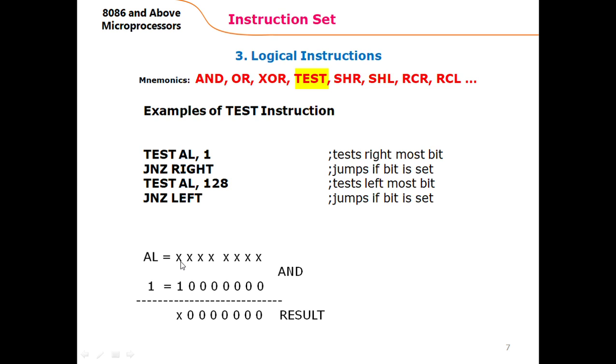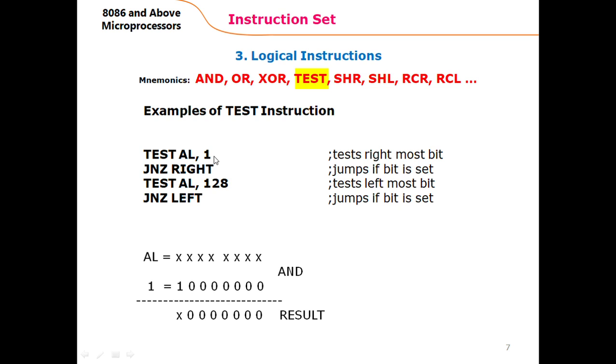So if it is 0, we get 0 here, and the result is 0. And if it is 1, then we get 1 here, and this will make the whole value non-zero. So jump if not 0, left, means it would test the leftmost bit, and if it is set, or if it is 1, then it would jump to a label in the program, and that label is left.